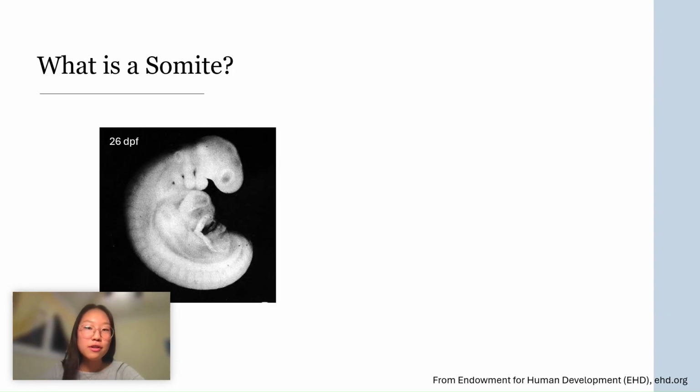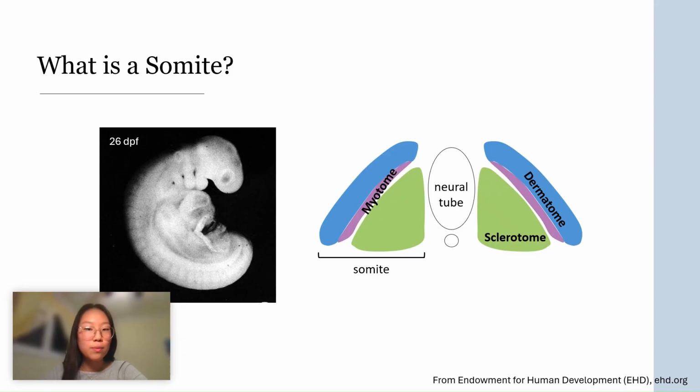So this is a picture of a human embryo at around 26 days old, and along its back we can see these repeating structures which are called somites, and they appear very briefly during development. Now if we were to zoom in on a cross-section of one of these somites, we would see something like this, and we can see that each somite has three compartments.